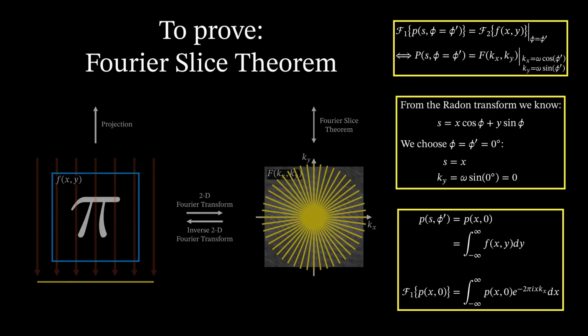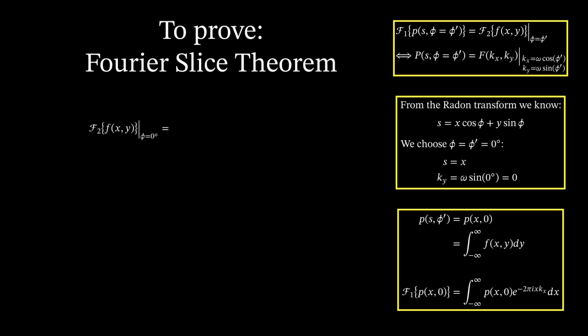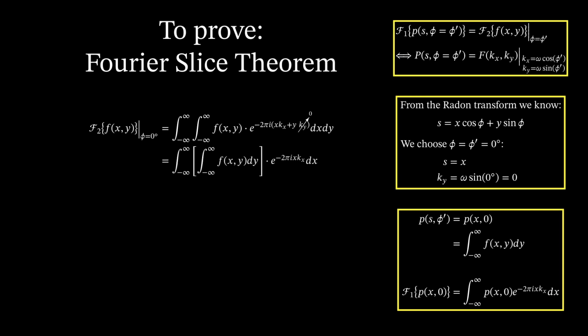Finally, we come to the proof. Starting with the 2D Fourier transform of the object function at phi equal to 0 degrees, we plug in the 2D Fourier transform and can discard the ky term as it is 0. Next, we rewrite the integral. Here we can plug in the expression of the detector function. Finally, we rewrite this as the Fourier transform, and we are done proving the Fourier slice theorem for the special case of phi equals 0 degrees.